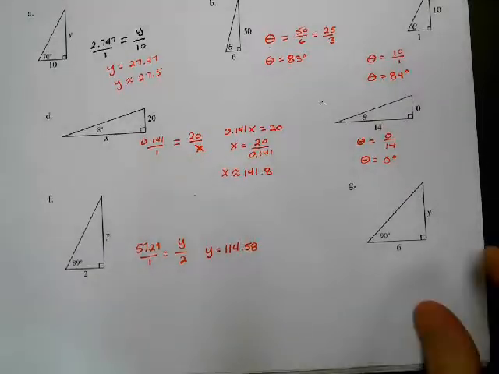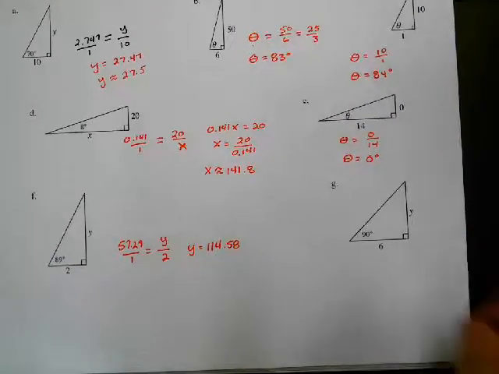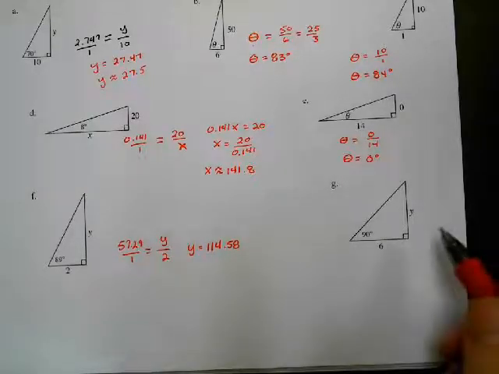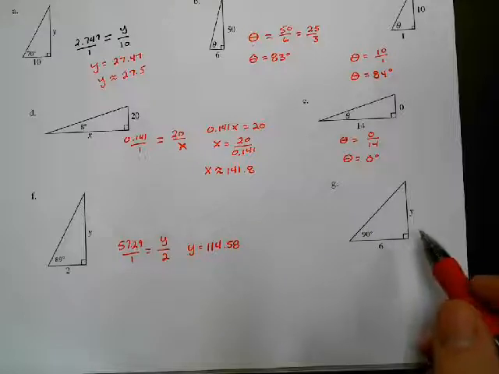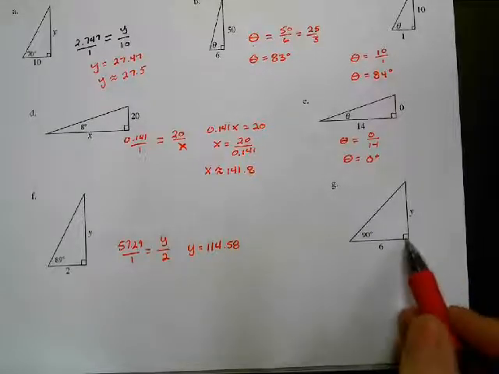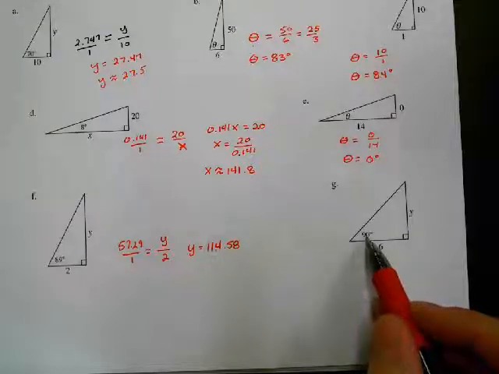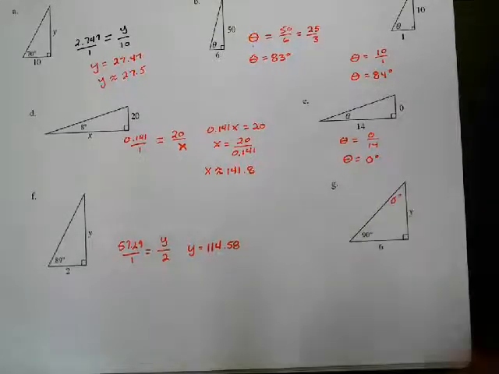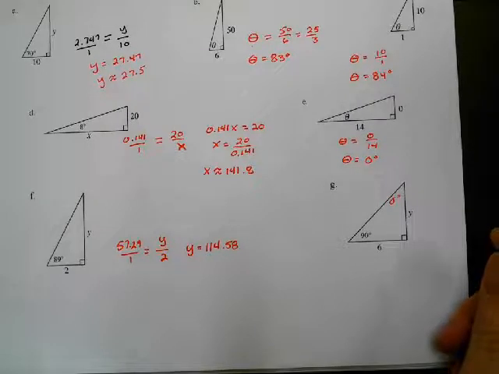Now we've got a slope ratio of 90 degrees. Wait a second. 90 degrees? That's not possible. You can't do that. If this angle's 90 and this angle's 90, that's 180 degrees in the triangle. We can't have a 90 degree angle right here. That would mean this angle is 0 degrees. And that's not possible. That's not a triangle. Okay, so we've learned something important here.